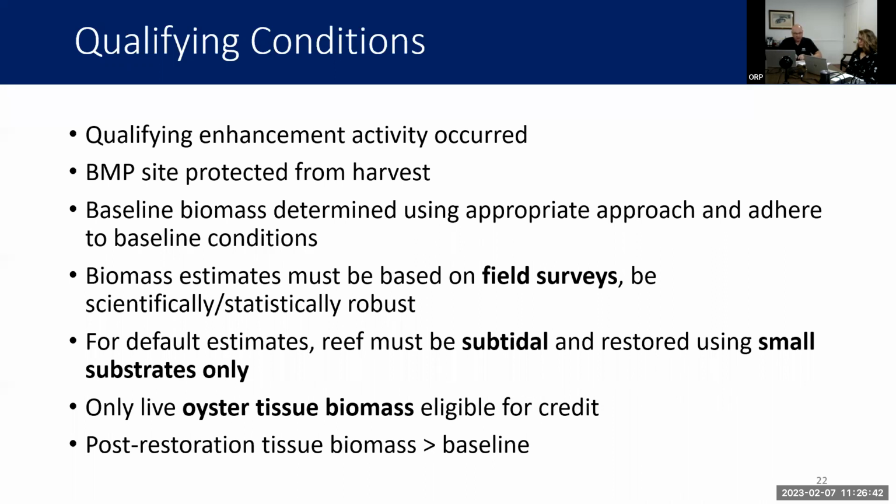Biomass is determined by field surveys, default estimates. The reef must be subtidal and restored using small substrates only, and this is for the default rates. We also have the opportunity, if individuals would like to go out and make measurements on their own particular system, that is allowable as well. We're only looking at live oyster tissue biomass, and post-restoration tissue biomass must exceed the baseline in all cases. Next slide.